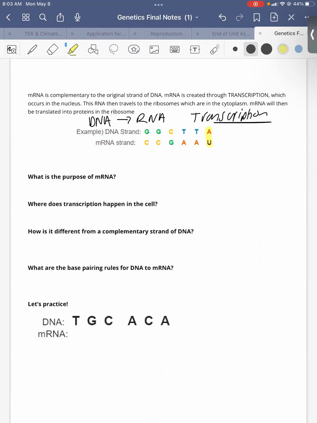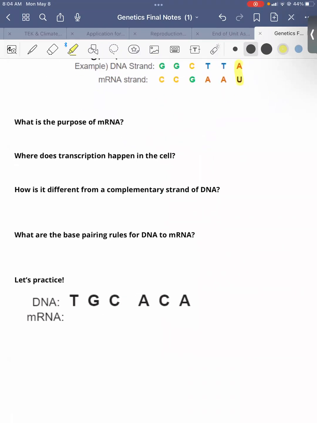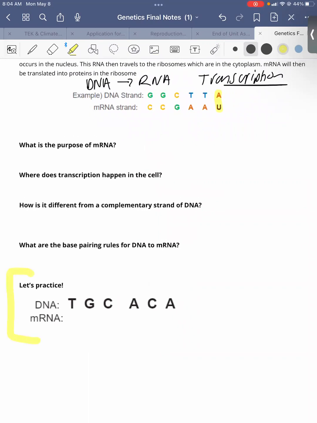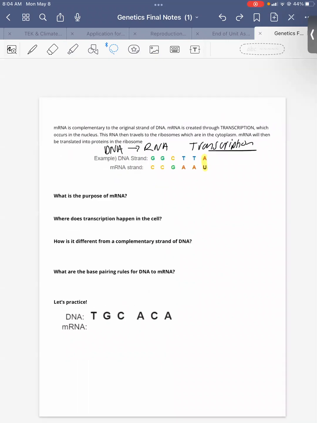So I want you guys to go ahead and answer these questions. You can pause now or answer them later. Actually, I'm not going to walk you through the practice. You guys can go ahead and do that on your own and ask any questions. Remember to look at the base pairing rules. And this is a really good example up here to help you out because it has every letter. So you can use that to help you as you do some practice, okay?